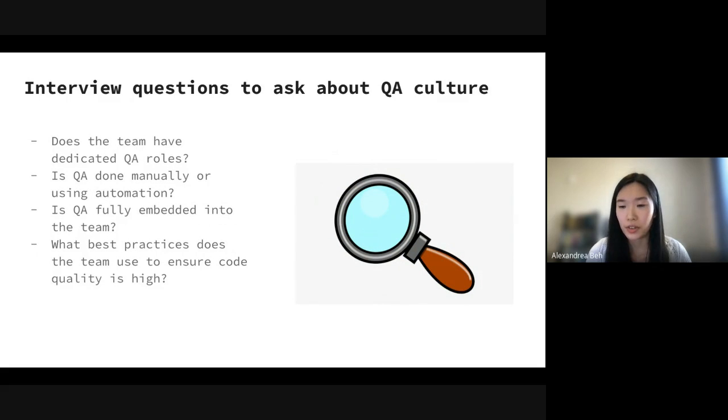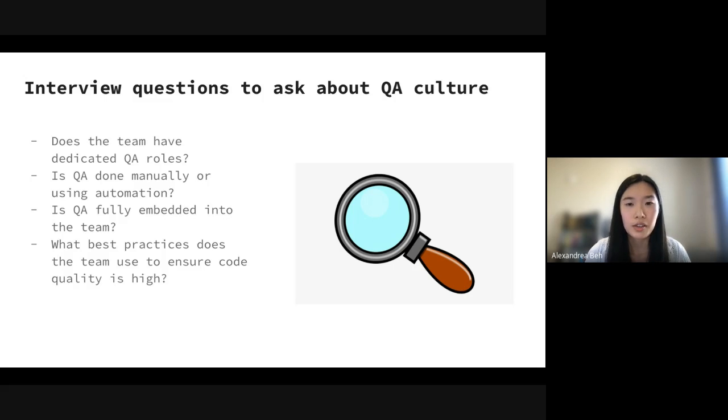And then going back to interviews, because you're all likely to have interviews at some point, here's a list of some questions that you can ask about QA culture. In particular, are there dedicated QA roles? Not every engineering team has dedicated QA. And even if there is dedicated QA, how is it done? Is it done manually, or is there automation, or both? Is QA fully embedded into the team? This can really change the dynamics of your QA culture if you have a dedicated QA person in every single team meeting, or if they're siloed somewhere else.